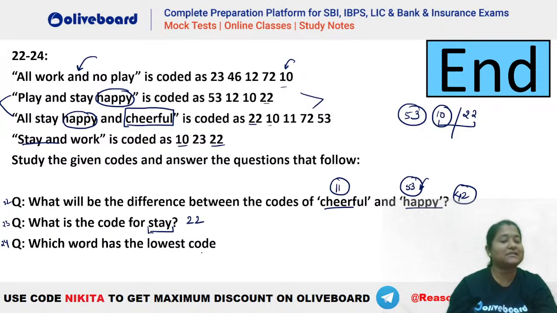Now, which word has the lowest code is the question. Now, which is the lowest code among the ones given? You can see the lowest code given in here is 10, isn't it? Lowest code is which one? 10. So we need to find the word for 10, and we have already seen that it has to be and here. So and will be the answer.